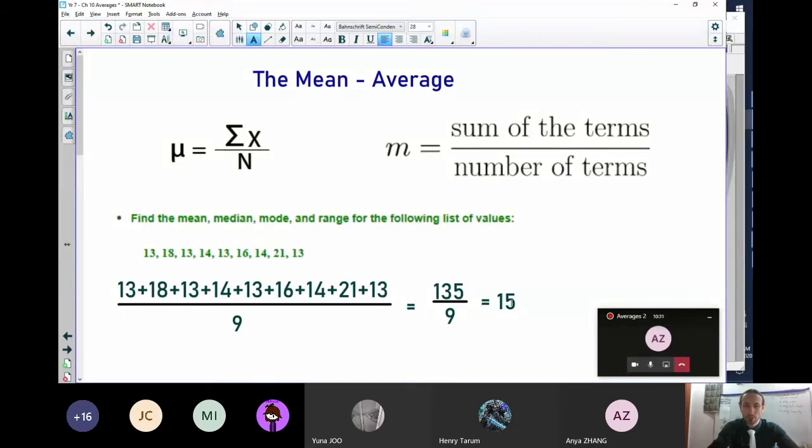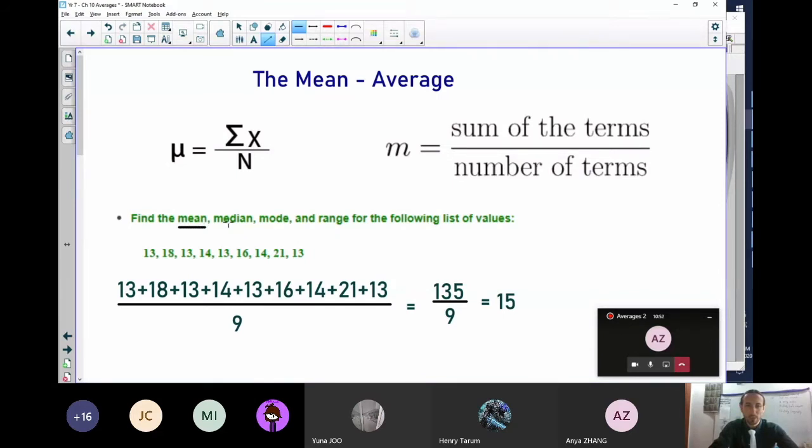And we just did that all together. So that's the sum of all of the terms. So the sum, when we add them all up, sum means to add, divided by or over how many terms that we have. And we had 9, so we got 15. So fantastic, we figured out what the mean was.